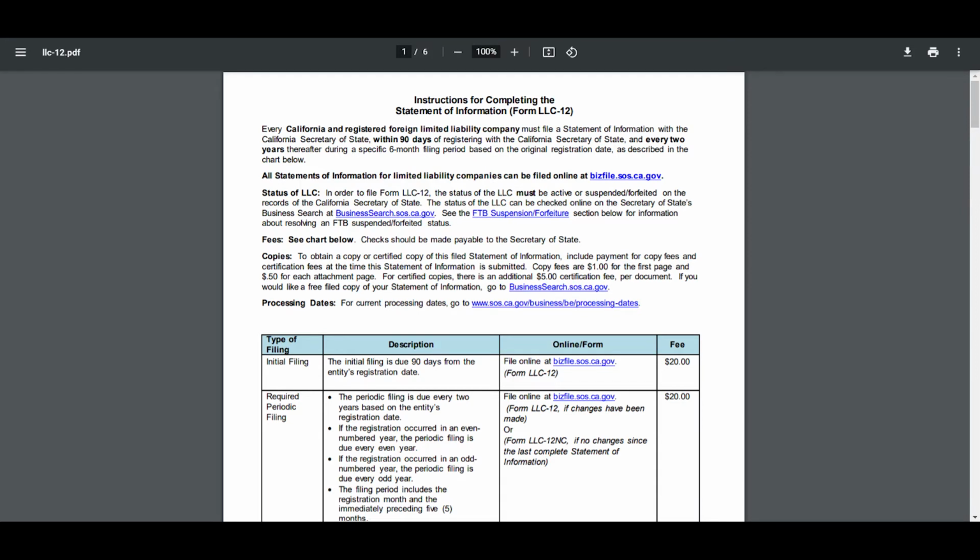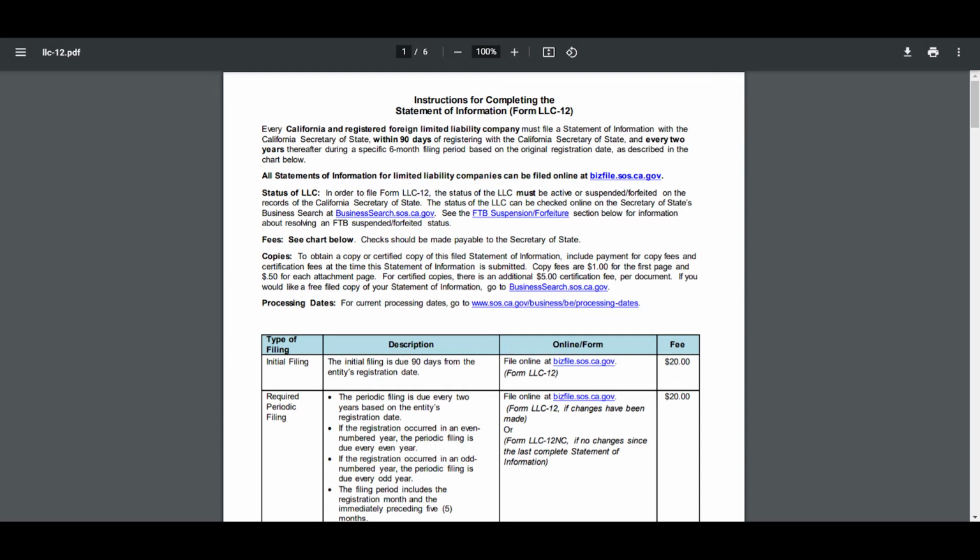Your sixth step is filing the biennial report. Every California and foreign LLC registered in California must file a Statement of Information, Form LLC-12, with the California Secretary of State within 90 days after filing their articles of organization. Thereafter, a Statement of Information must be filed every 2 years, biennially. The filing period is the calendar month when the original articles of organization were filed, and the 5 prior calendar months. You can file the statement online or print it out and mail or hand-deliver it to the California Secretary of State. The filing fee for this is $20.